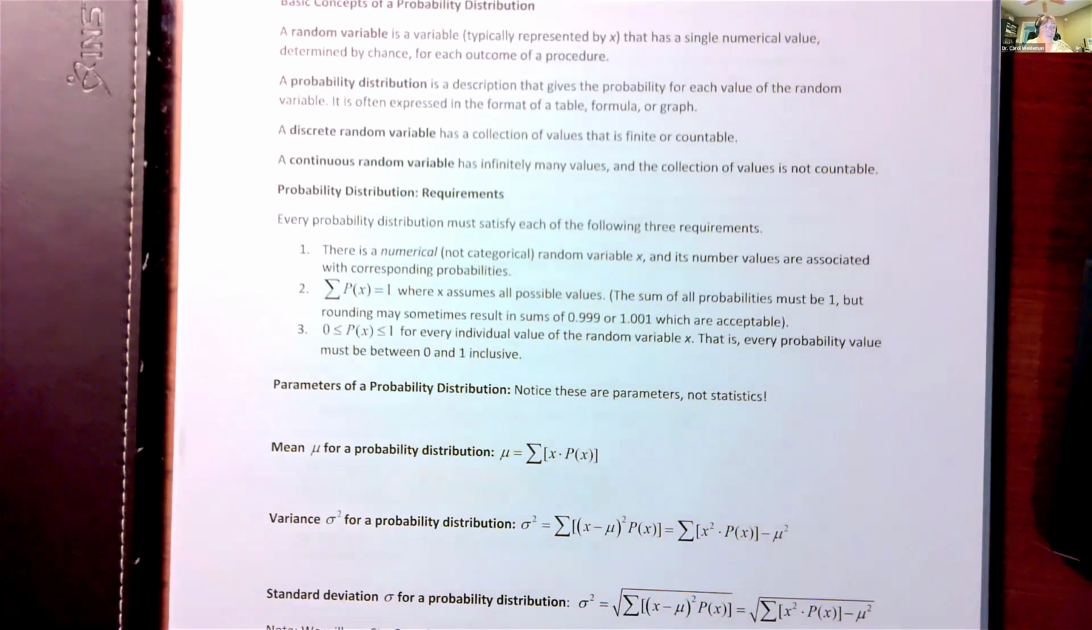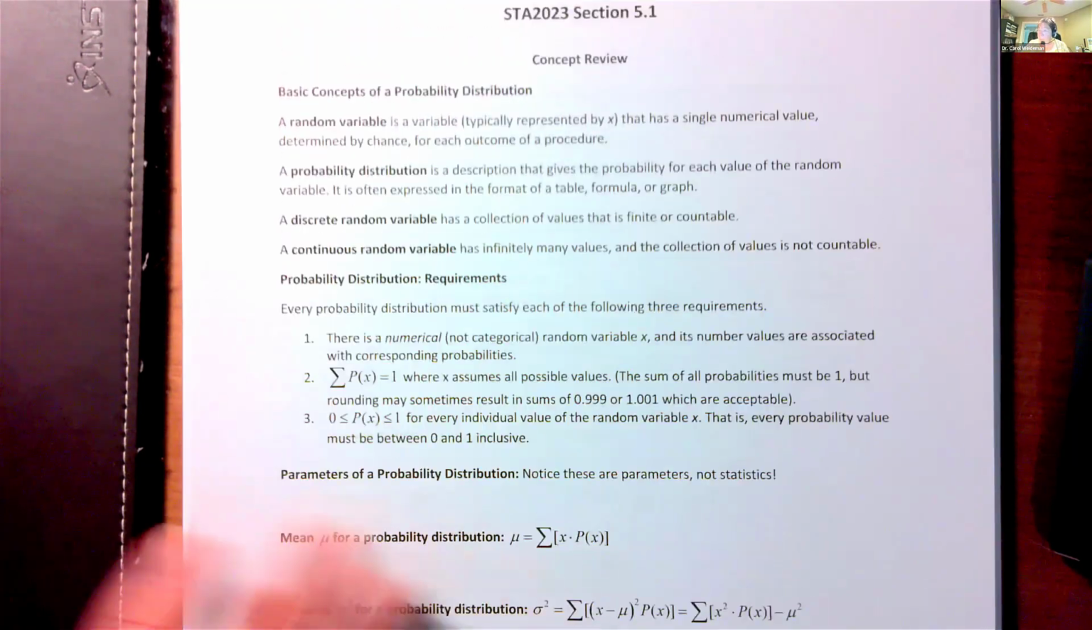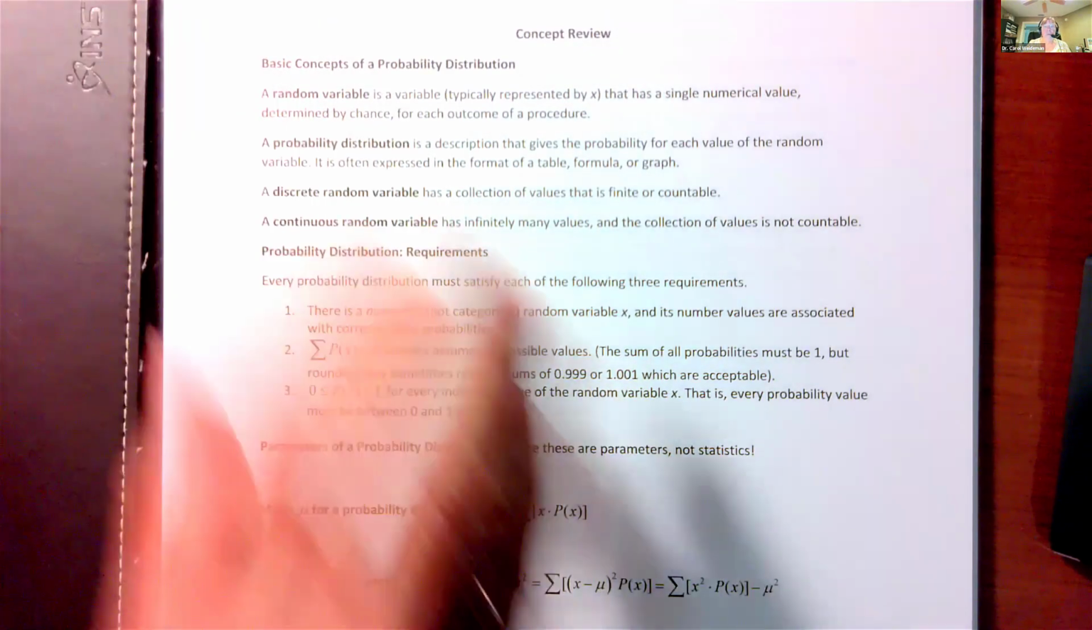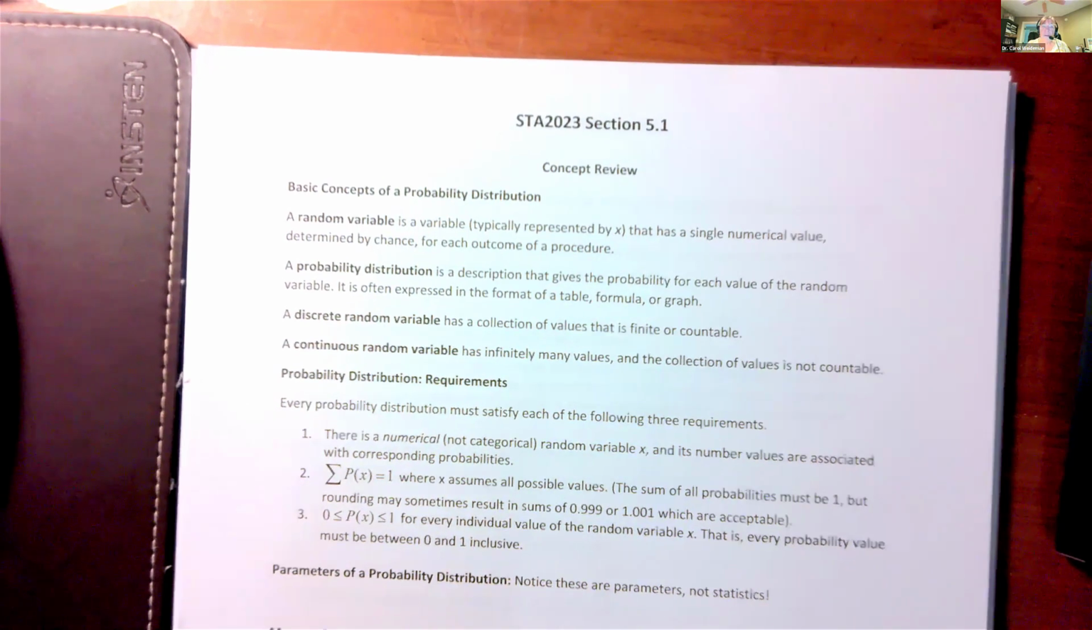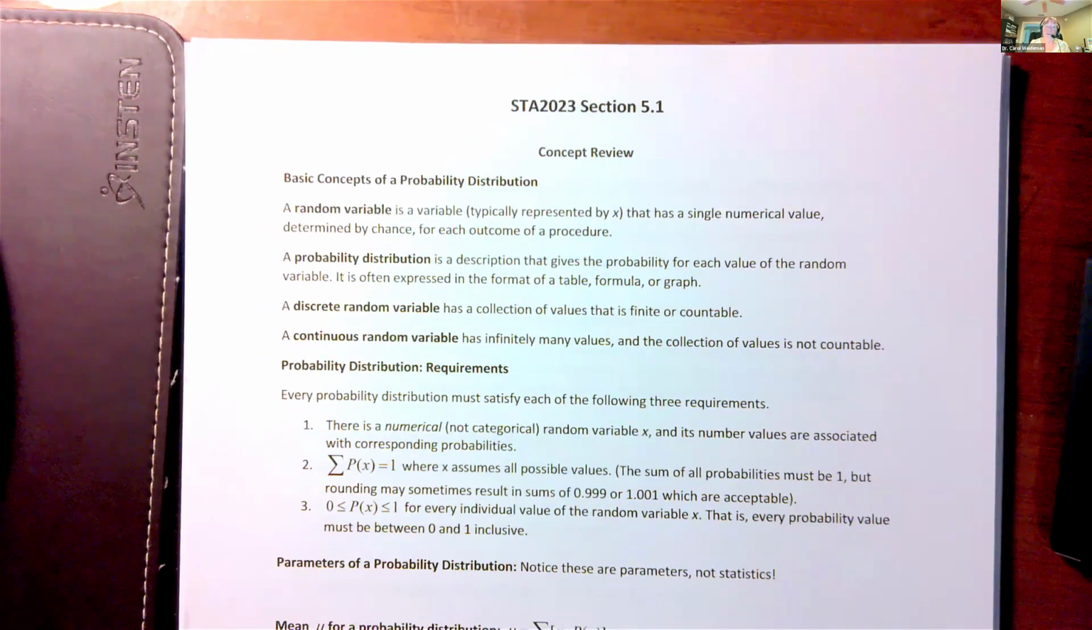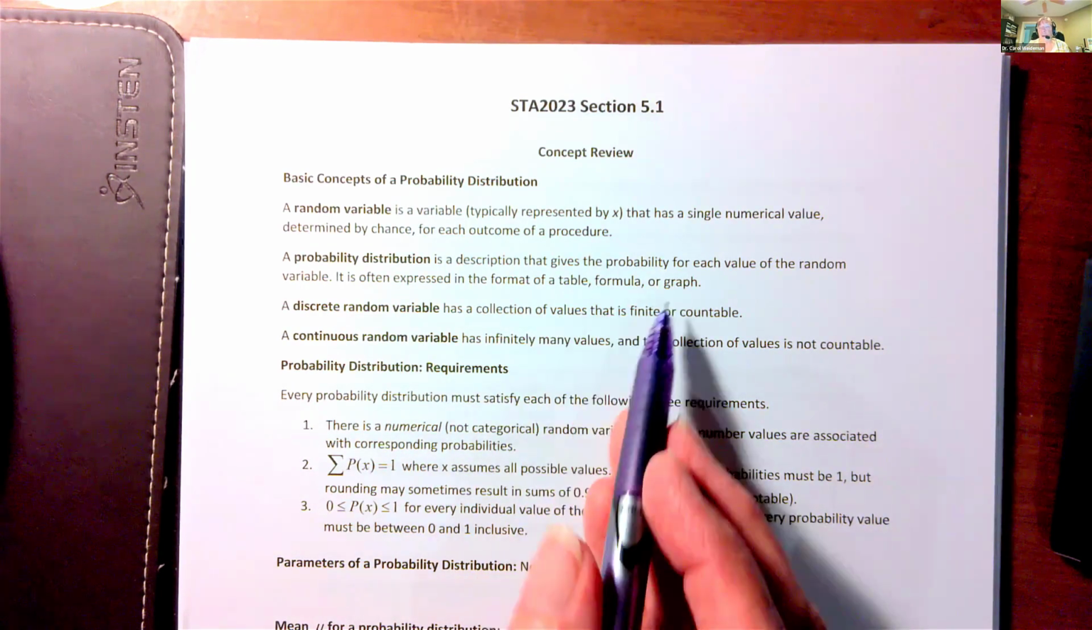So we're going to be learning about probability distributions, and specifically about discrete probability distributions. We've got a lot of definitions in here too. First of all, let's talk about a random variable. A random variable is a variable that has a single numerical value determined by chance for each outcome of a procedure. And the probability distribution lists all the values of the random variable and their likelihood, or their probabilities. We can put that together in a table, in a formula, or in a graph.